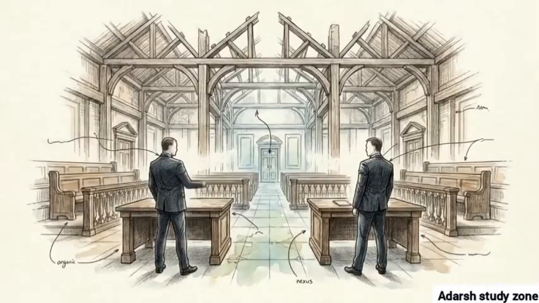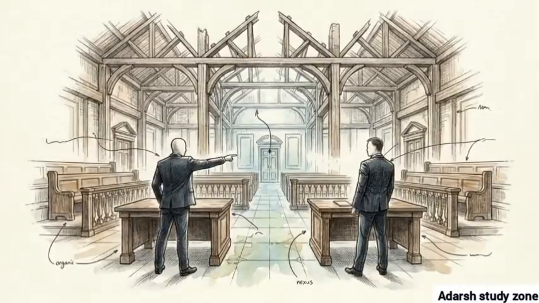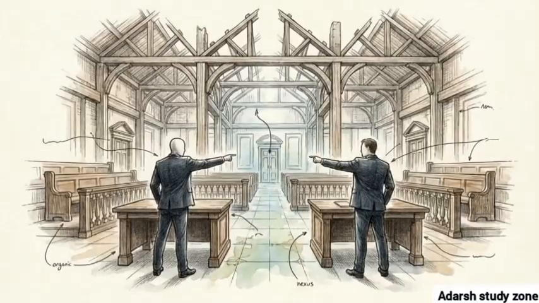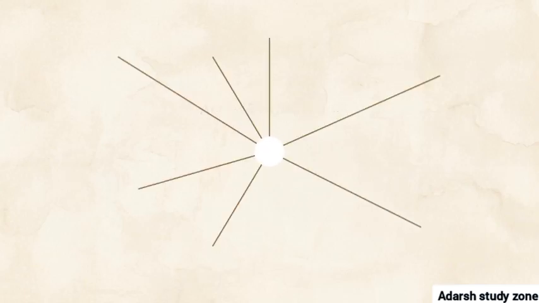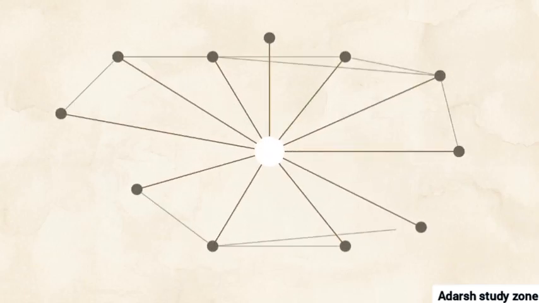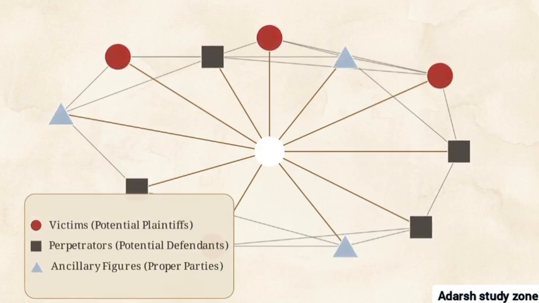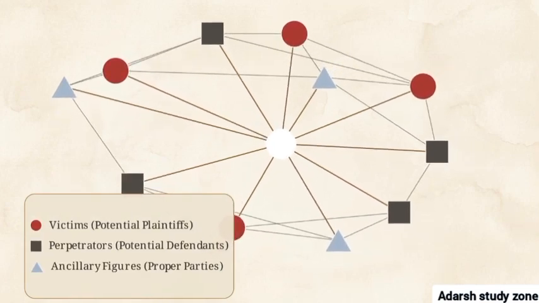At its core, a civil dispute is a direct, one-on-one confrontation. One individual claims a legal right, and another denies it. But the reality of civil litigation rarely stays that neat. A single incident quickly splinters into a tangled web of overlapping claims, involving multiple victims, multiple perpetrators, and ancillary figures.